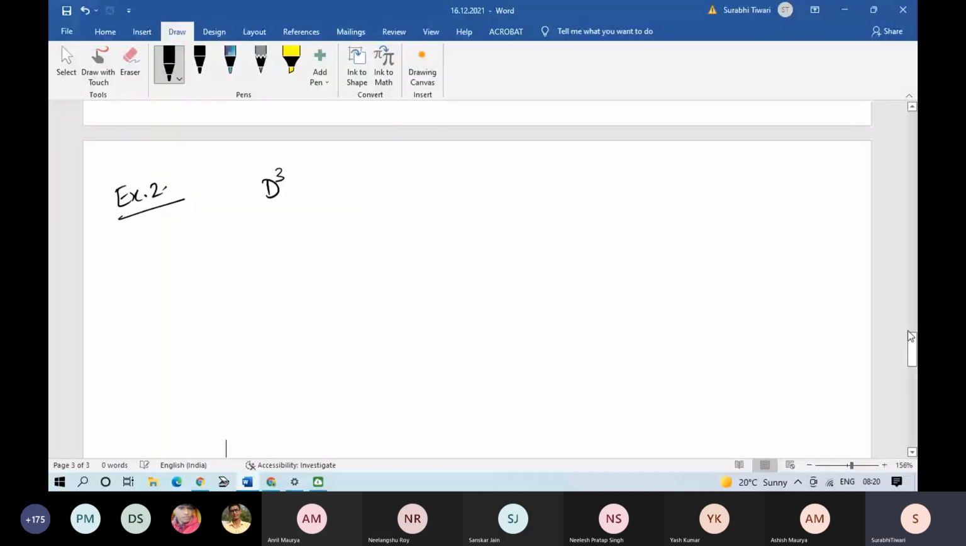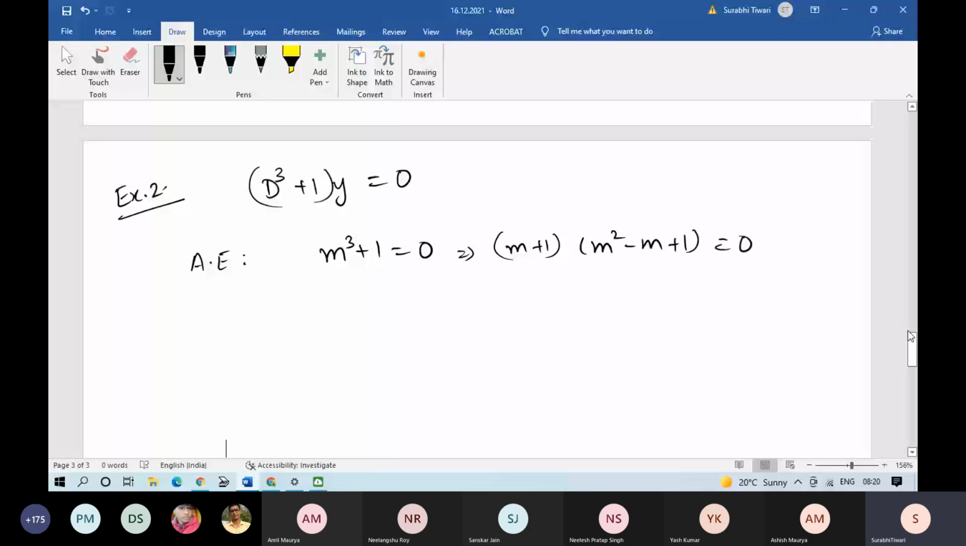Now the second question is (D cube plus 1) y is equal to 0. Now find the auxiliary equation. Auxiliary equation will be m cube plus 1 is equal to 0. So this may be written as (m plus 1) and (m square minus m plus 1) is equal to 0. So find out the values of m. M will be minus 1, and m will be 1 plus minus root of (1 minus 4) upon 2. So this will be 1 plus minus root 3i upon 2, a complex root.